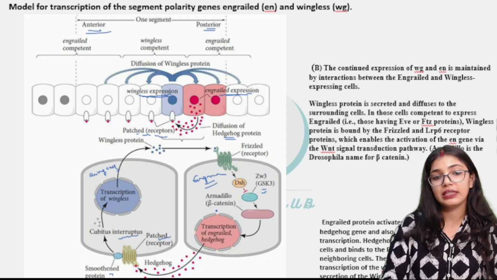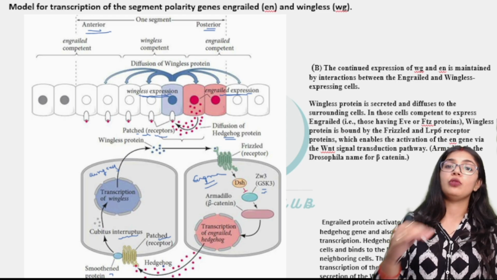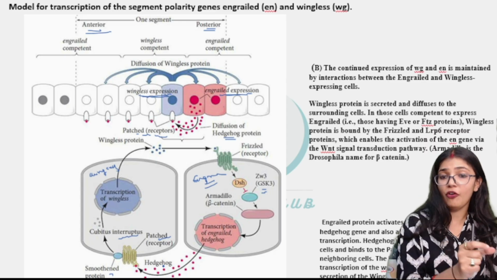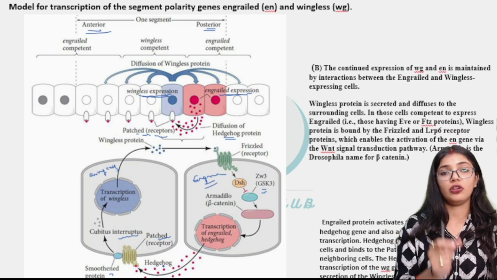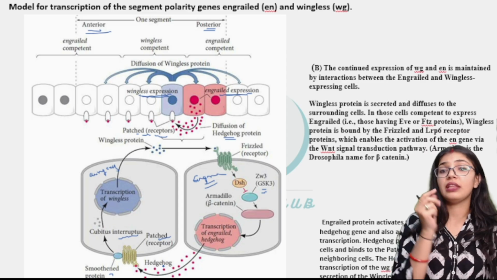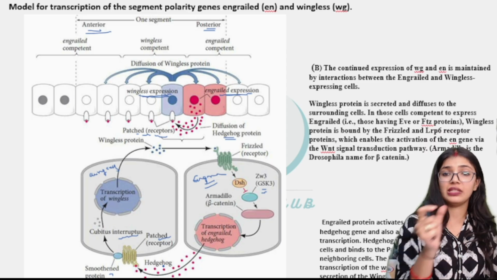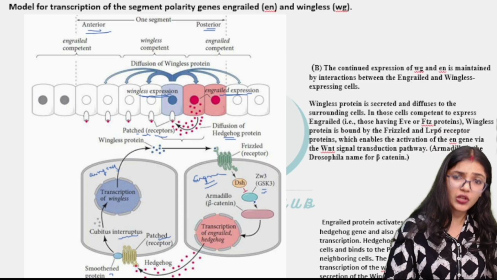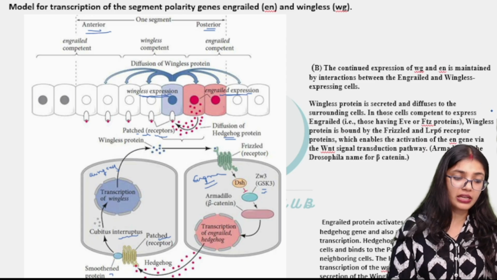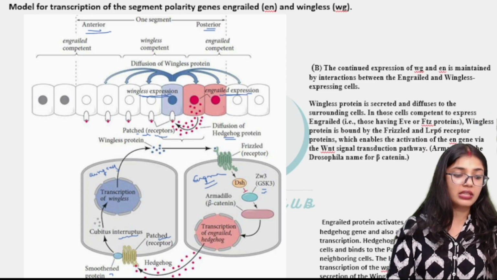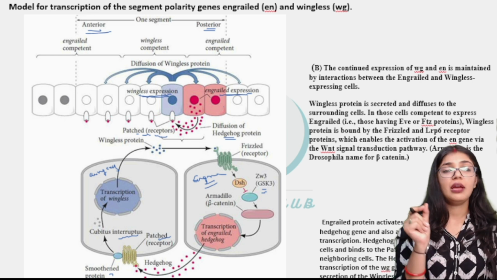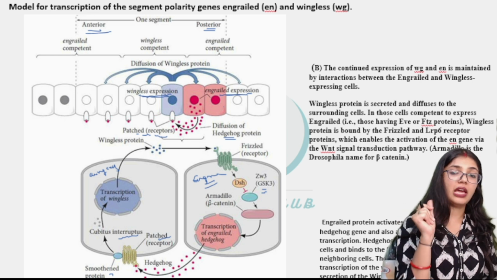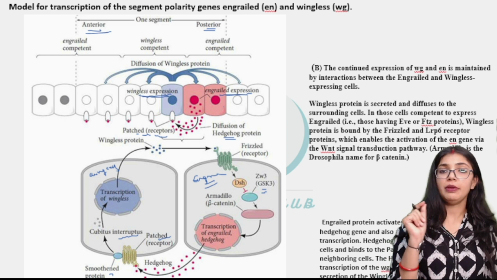This will form the regulation, and because of this regulation there will be formation of the segment, and polarity will be given to the segment as well as the parasegment. So for each segment, in the anterior region the wingless protein will be produced, and for the posterior region the engrailed protein will be produced.